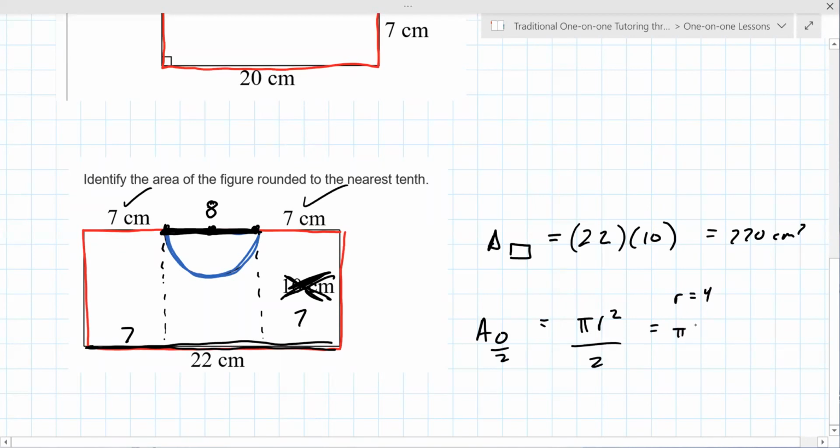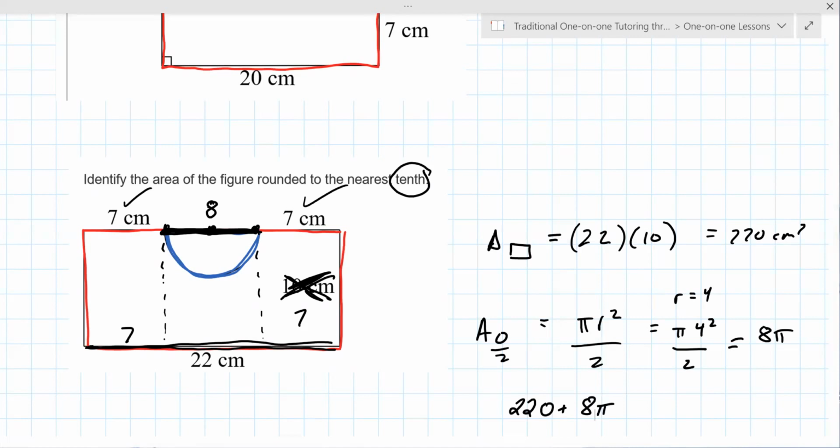So see how when you just give me numbers that don't make any sense, I'm not going to just go ahead and say okay. You've got to try to work this out on your own. What is 4 squared? 4 squared is 16. Divided by 2? That's 8. 8 pi. So here's what you got to do. You got to go to a calculator and type in 220 plus 8 pi, rounded to the nearest tenth, please.